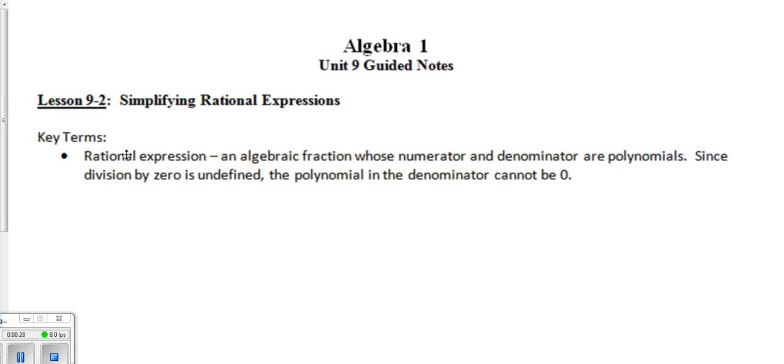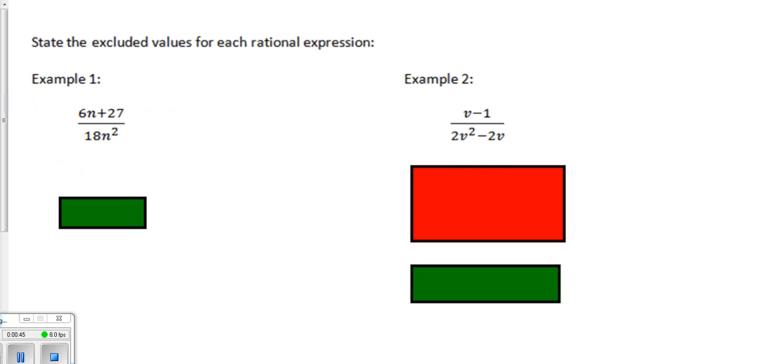Key terms for this one is that a rational expression is just an algebraic fraction whose numerator and denominator are both polynomials. Like I said, very similar to Unit 4. Since division by 0 is undefined, the polynomial in the denominator cannot be 0. So, let's look over some of these. Example 1 and 2, we are looking for the excluded values for each rational expression. Now remember, we just need this denominator to not equal 0. We cannot have a 0 denominator because you can't divide by 0.